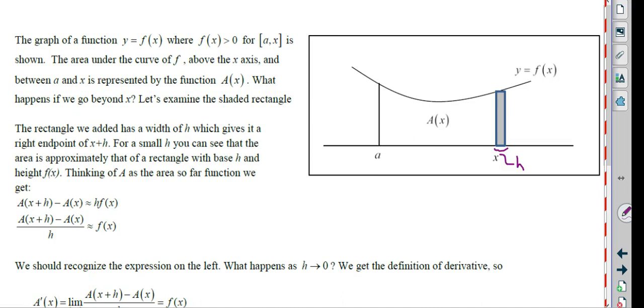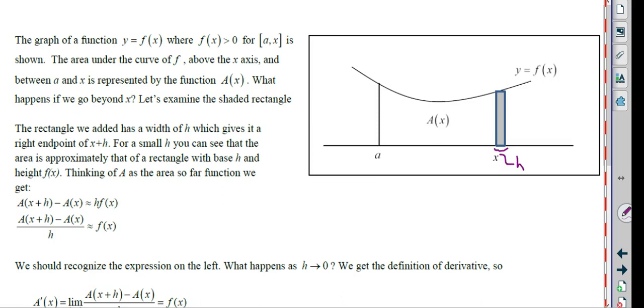For a small h, you can see that we're approximately going to get a rectangle, right, with a base of h and whose height can just be represented by f of x, the left edge of this not really going to matter. Thinking of A as the area function so far, I mean A of x is from a to x. A of x plus h is from little a to x plus h, right? It's the new area which we've just increased.